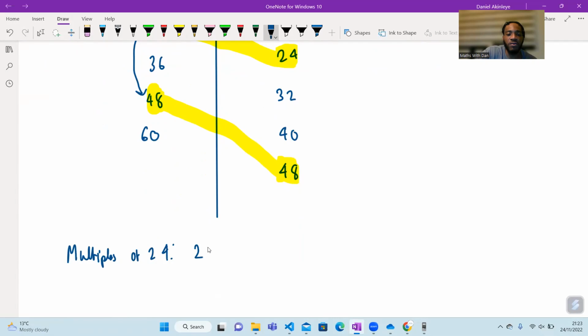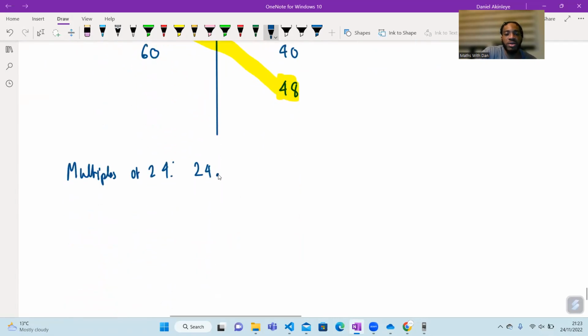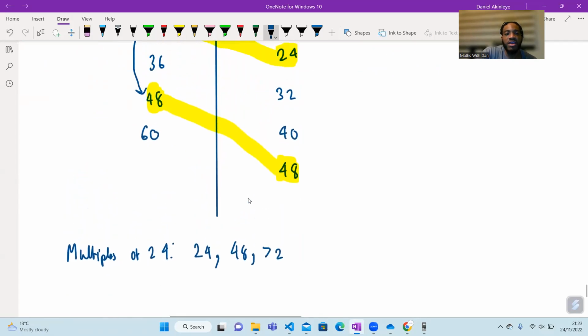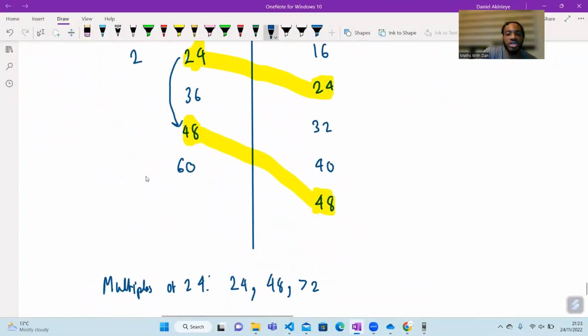What are the multiples of 24? Well, the first one is 24, yeah? And then the next one will be 48. And then the next one, we will add 24, which is going to be 72, isn't it? And if you think about it as well, remember, the cakes was in 12s, so this next one would be 72.